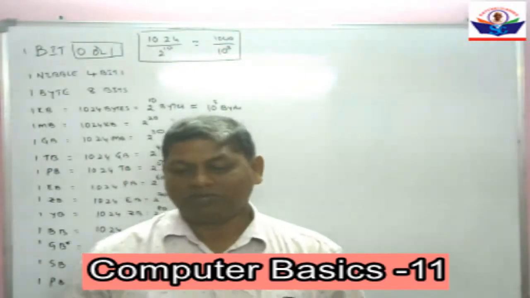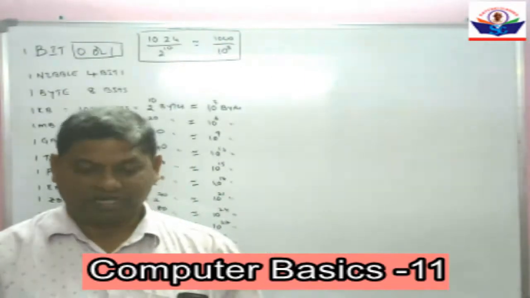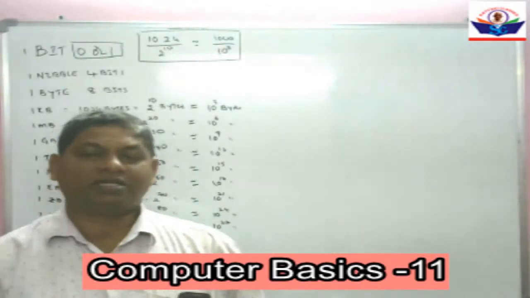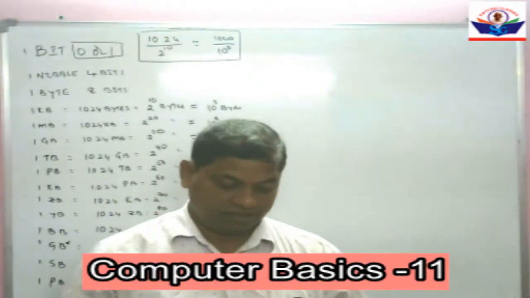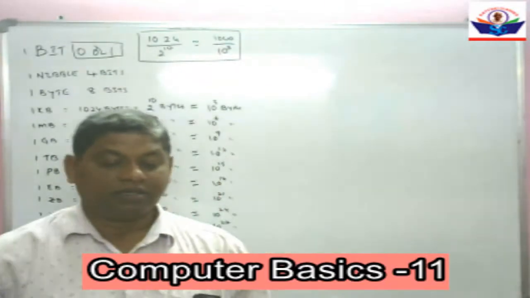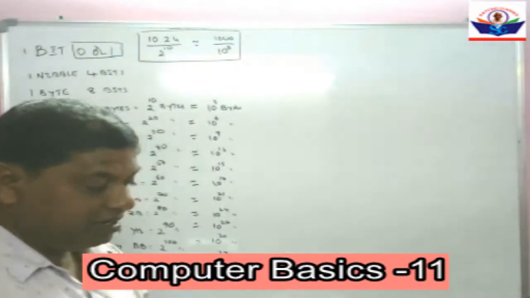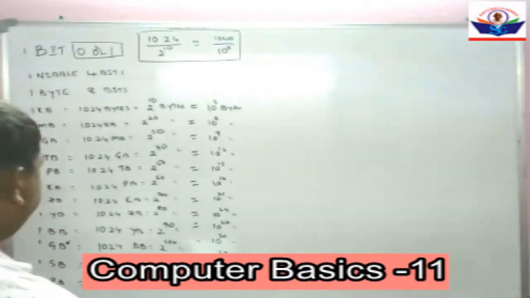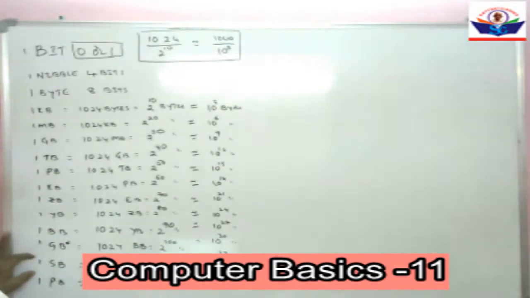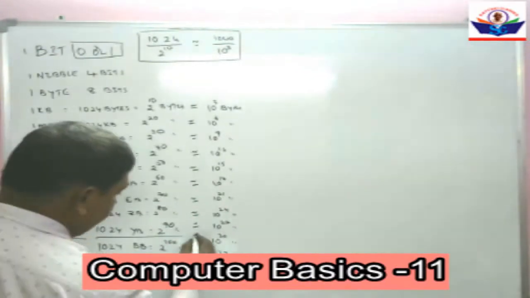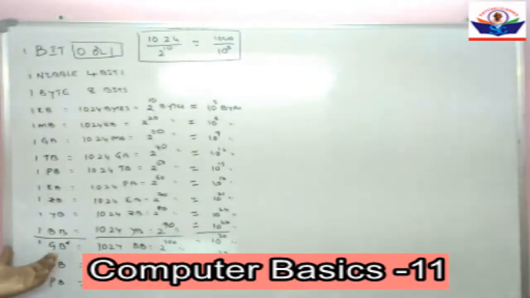Today in this class we'll continue the memory. In last class we have discussed up to Bronto byte. Now we'll discuss the remaining part. After Bronto byte we have Geoff byte, Sagan byte and Pizza byte.